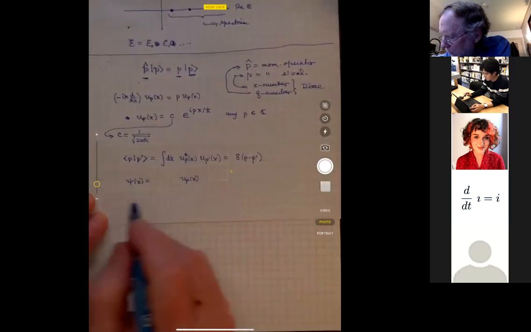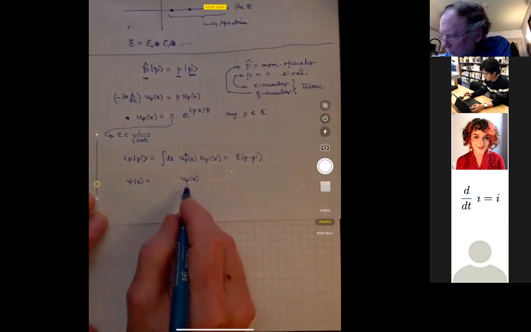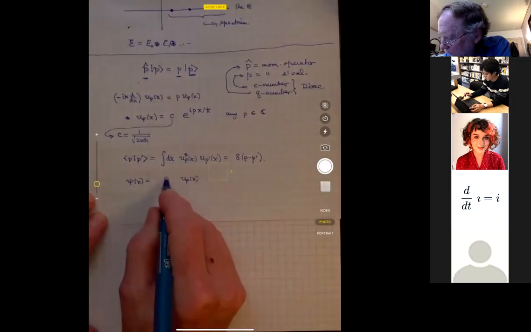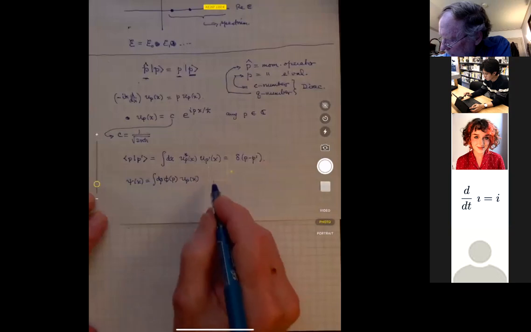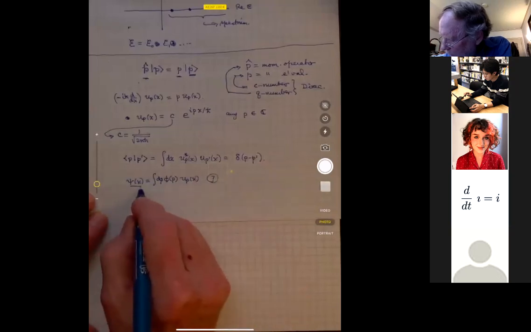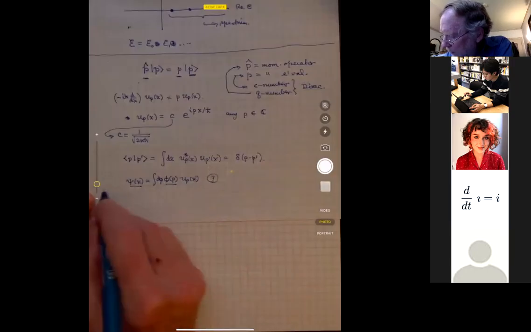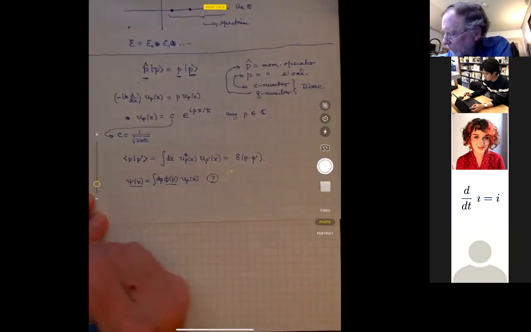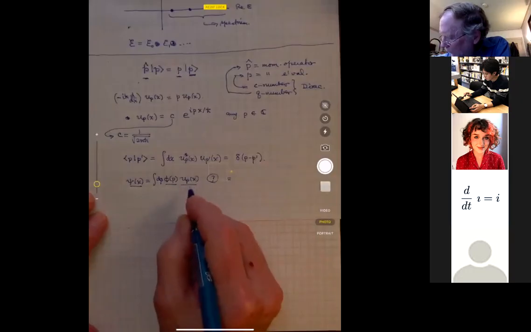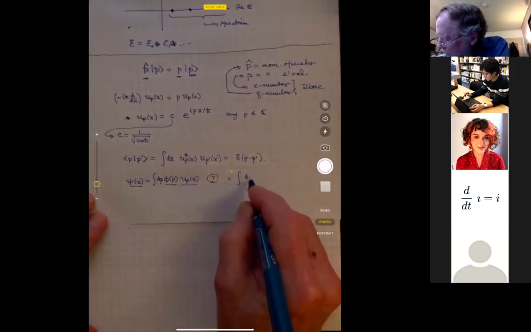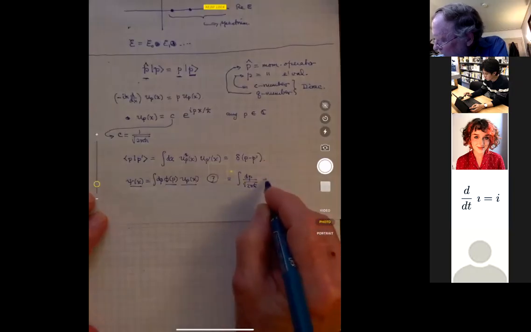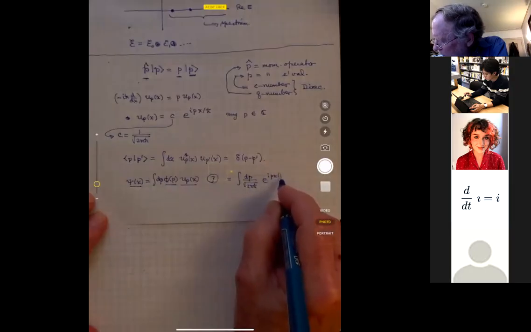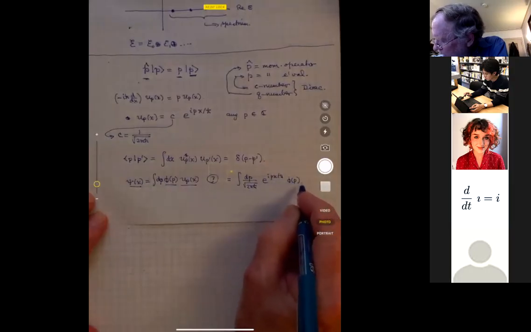Now, given the fact that p is a continuous variable, this linear combination can't be a discrete sum, but rather has to be an integral. So let's put some coefficients in here. I'll call them phi of p, and then put an integral over dp. And the question is, can we do this? That is to say, for a given psi, are there coefficients phi of p that make this equation true? And the answer is yes, because if I just plug in the formula for u sub p, this turns into an integral over p of 1 over root 2 pi h bar times e to the i px over h bar times phi of p.